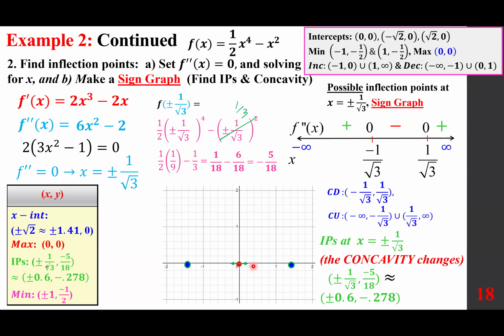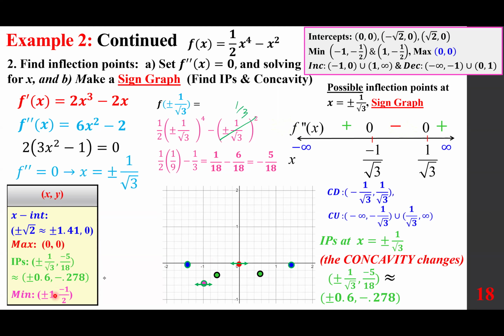We move on to this one, -0.6, and this one is almost -0.3, so roughly -0.6, -0.3 puts us here, and +0.6, -0.3 puts us here. So those are the inflection points. Finally, the minimum, -1 is here, -1/2 puts us here, and because it's a minimum, we put a double arrow.